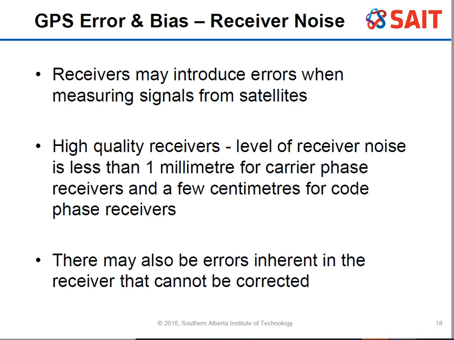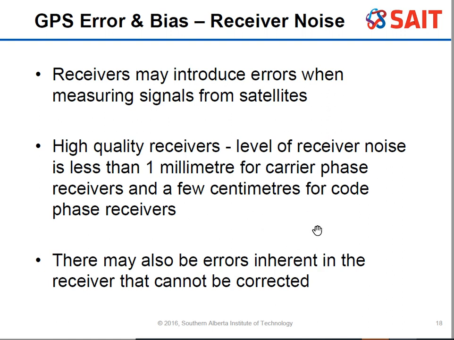Then receiver noise. So we're getting close to the end here. The receivers have their own errors, right? You have all kinds of radio frequencies around that can cause interference within the receiver. There's electronics in the receivers that are also going to cause an issue. And if we have a really good high quality receiver, the receiver noise is less than a millimeter, and then a few centimeters for the code phase.